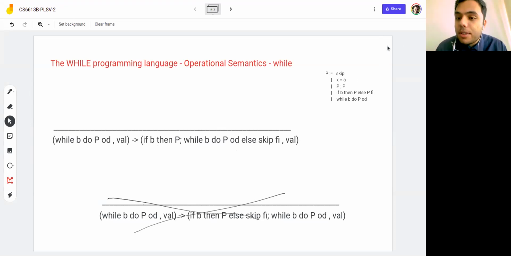By the way, I'm really bad at multitasking, so I'm not looking at the chat at all. If you want to say something, please unmute yourself and say it.